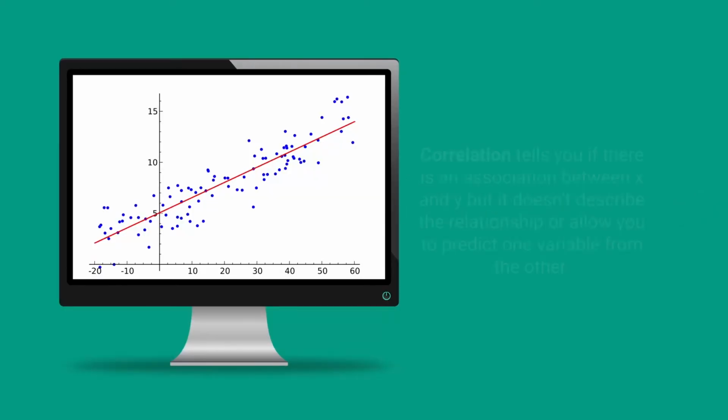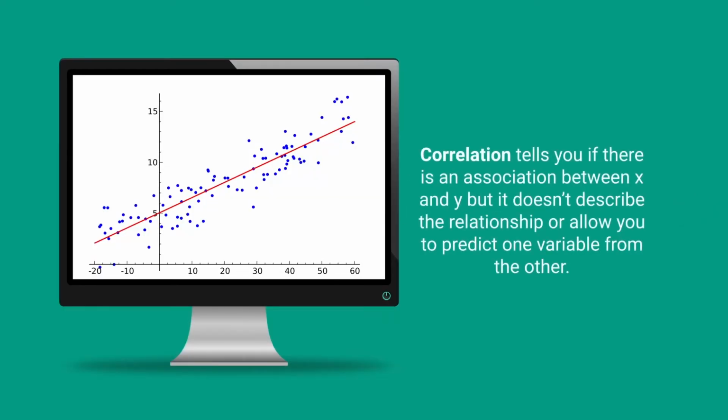Regression is purely a statistical way of doing things, and with the help of equations and straight lines, we are able to find the best fit for specific data. Correlation tells you if there is an association between x and y, but it does not describe the relationship or allow you to predict one variable from the other. This is the biggest stumbling block correlation has. And regression gives you many things.